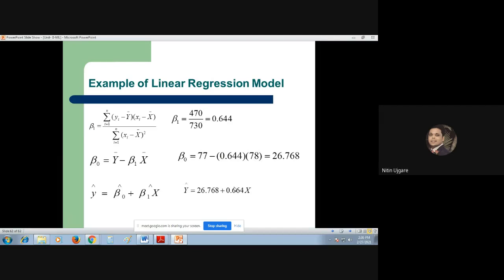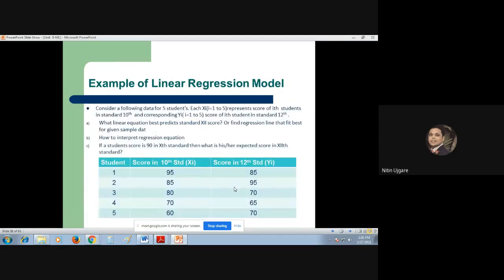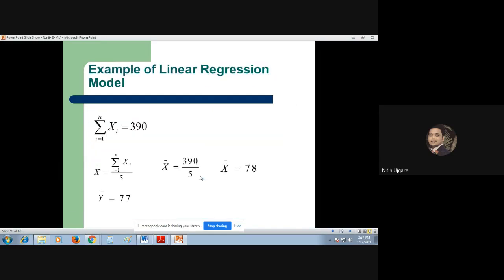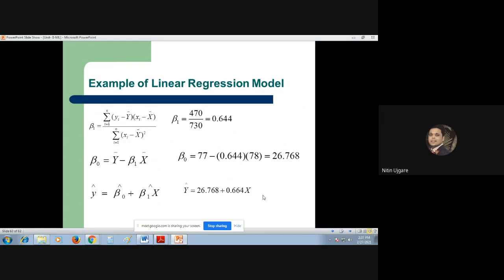Now the third question that is being asked to us, you are going to find the answer of this. If a student scores 90 in standard 10, what would be his or her expected score in 12? What you have to do is just put the value of x into this equation. What is the value of x? What is the value of x that is given to us?